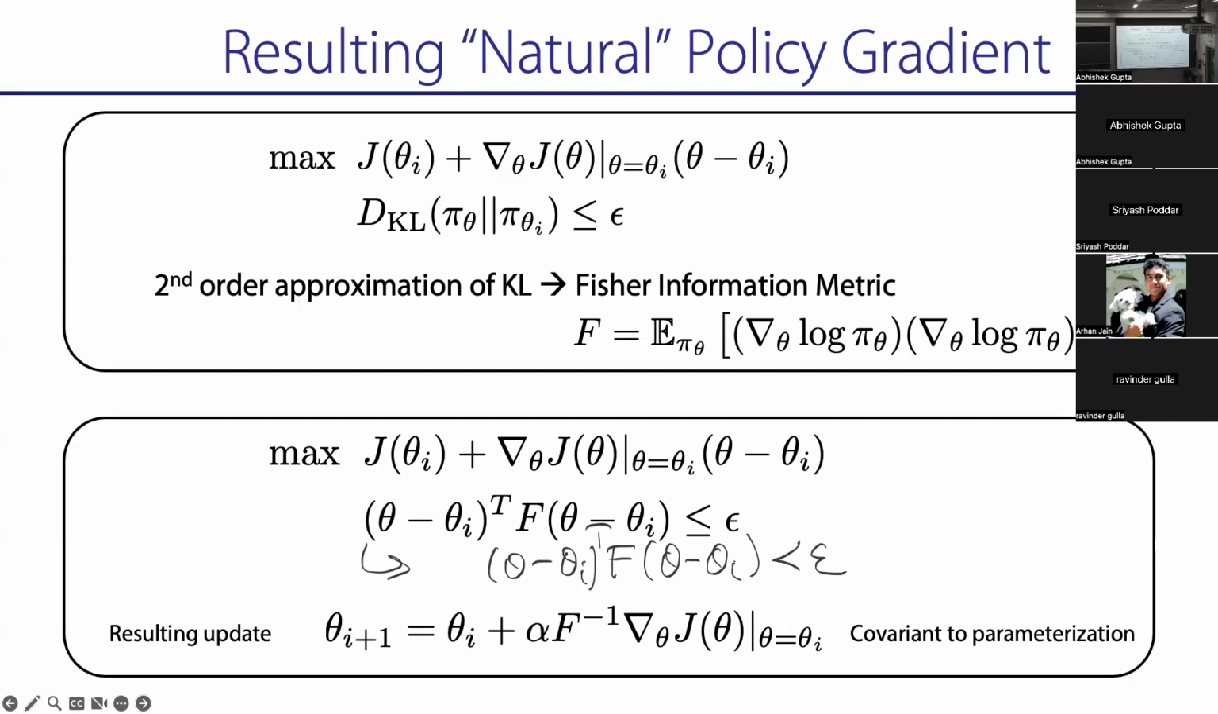We typically have a hard time computing F inverse for large problems, which is why there are approximations, through conjugate gradient and other things, which we'll talk about next class. But in practice we don't actually invert that for huge objects. And that's what PPO is, an approximation.